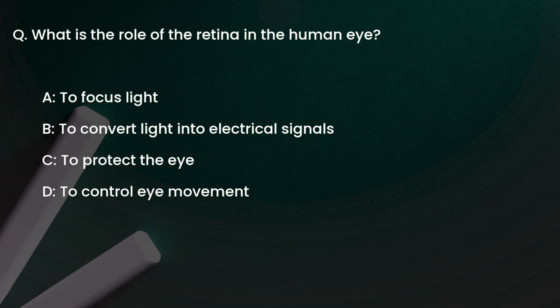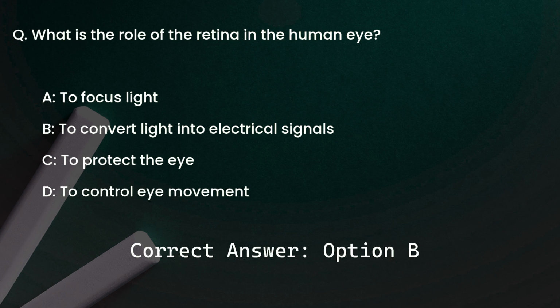Option A, to focus light. Option B, to convert light into electrical signals. Option C, to protect the eye. Option D, to control eye movement. You have 5 seconds to answer the question.